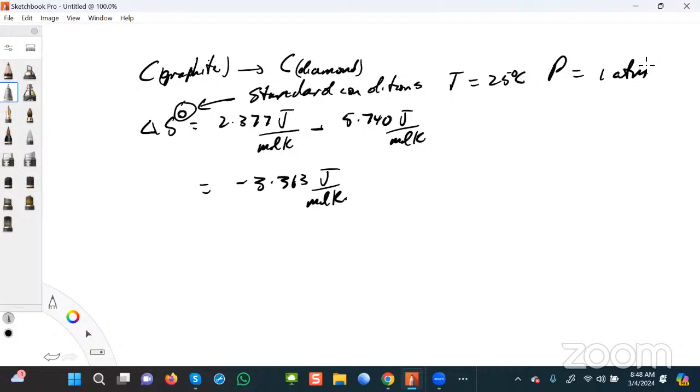Oh, and another thing I need to mention. Whenever you're doing these type of questions, pay close attention to the state symbols. You know, the solid, gas, liquid, and so on. Because what you'll find is that the entropy of a substance in a solid state will be different from the entropy of the same substance in a liquid state. So whenever you're doing these calculations, pay attention to the state symbols.